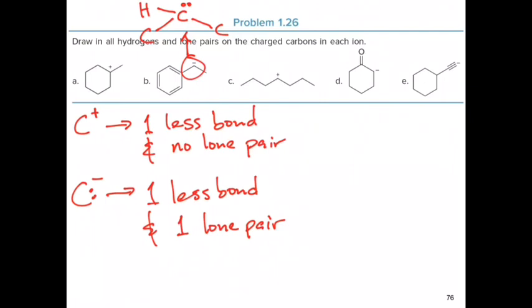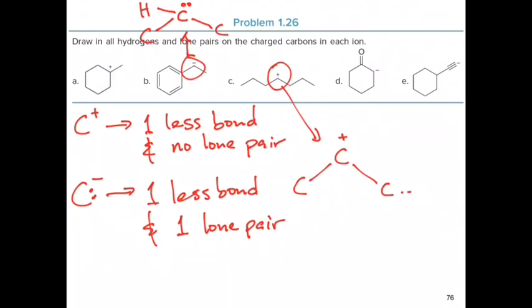All right, what about this third one here, a positive charge? So again, this carbon looks something like this. So you have a carbon with a positive charge bonded to 2 other carbons and so on.